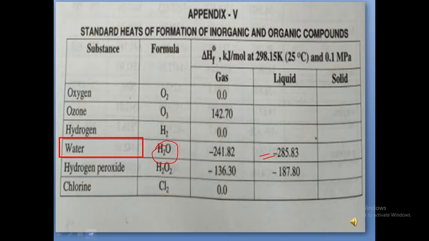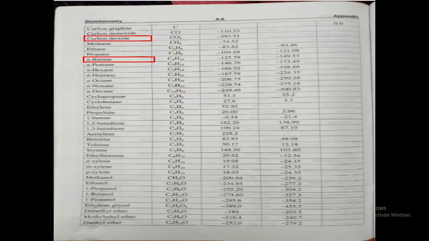Are you clear or not? Okay. Another component, carbon dioxide, is a gaseous form. Here the value is minus 393.51. This is the standard heat of formation value. Another component, C4H10, is a gaseous form. This component's value is minus 125.79. Okay. So data for the three components are available in the table. You should take that value.